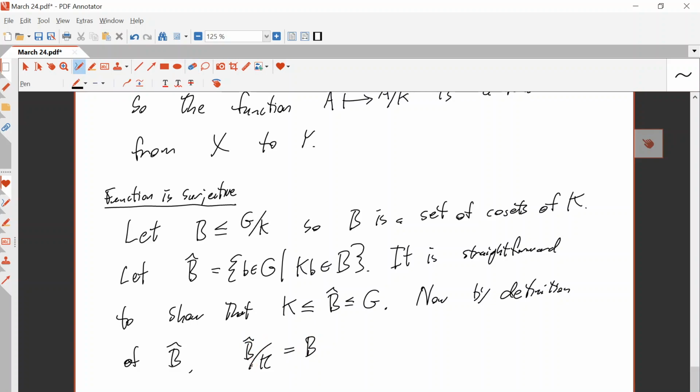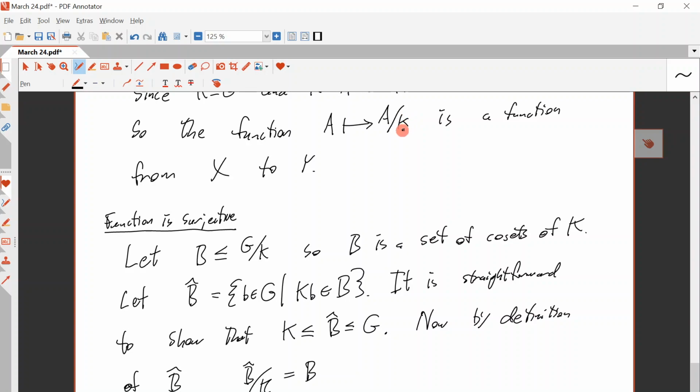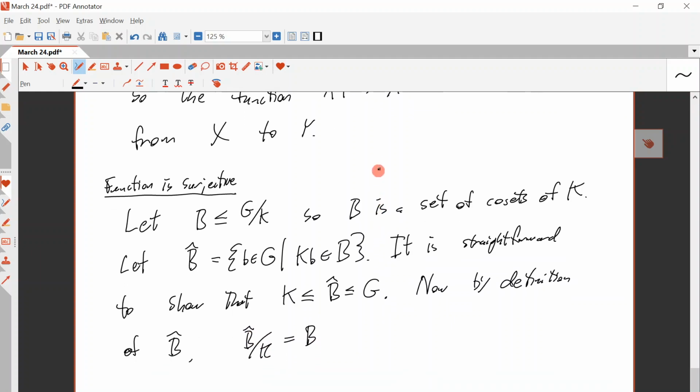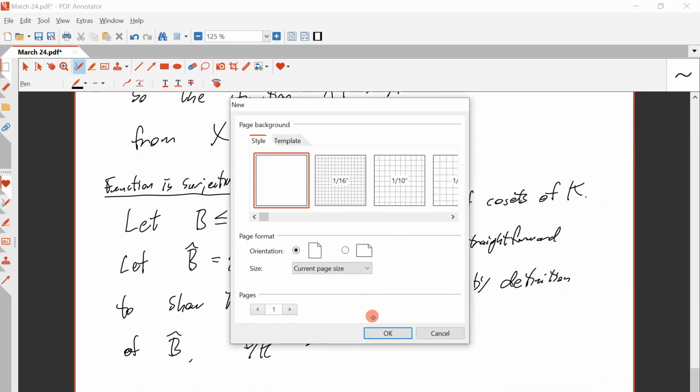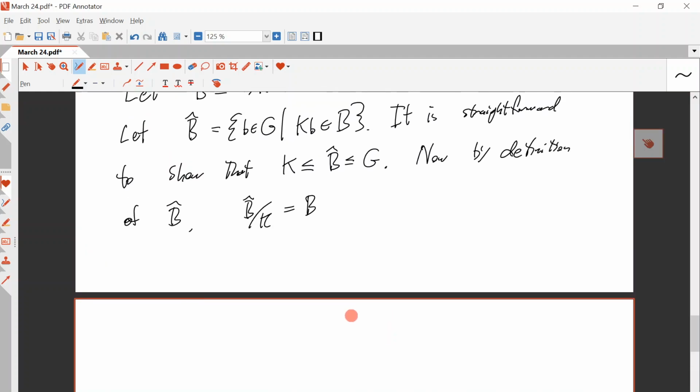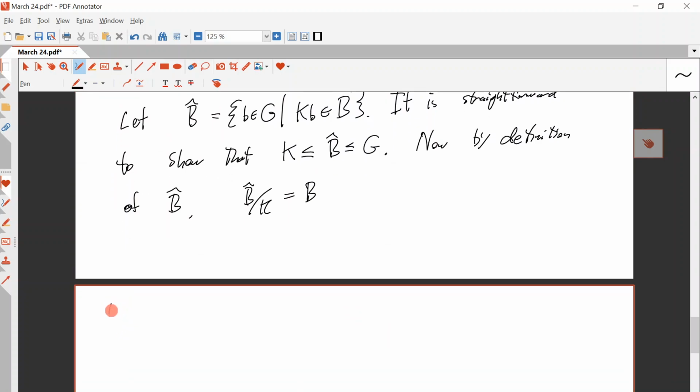Right, so that function that goes from A to A mod K is surjective because B is the image of this B hat. Right? Subgroup B is the quotient of B hat mod K. The function is surjective, and then the function is one-to-one. Injection. All right, how do we show that something is an injection?